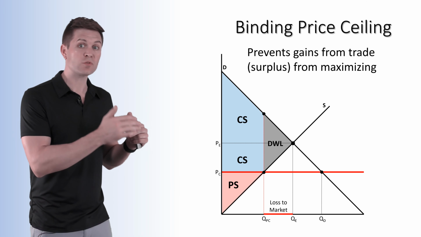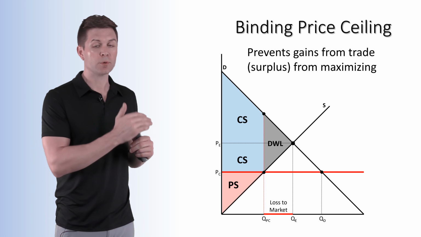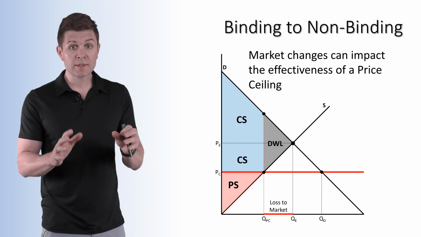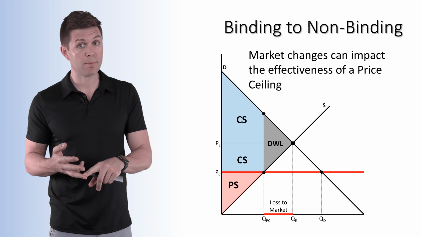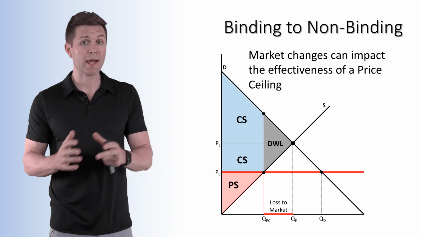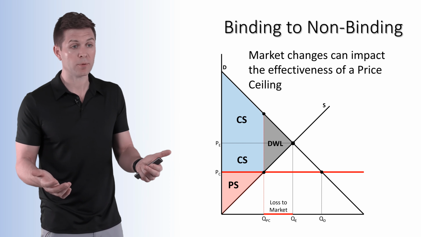So consumer surplus went up in some situations to consumers that could still get their hands on the product, but producer surplus definitely went down and there's definitely deadweight loss. Price ceilings can shift from binding to non-binding and non-binding to binding as markets change. As supply and demand shift, equilibrium price will change, altering the effectiveness of a price ceiling.